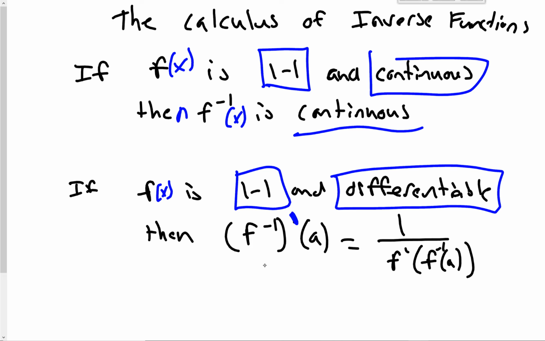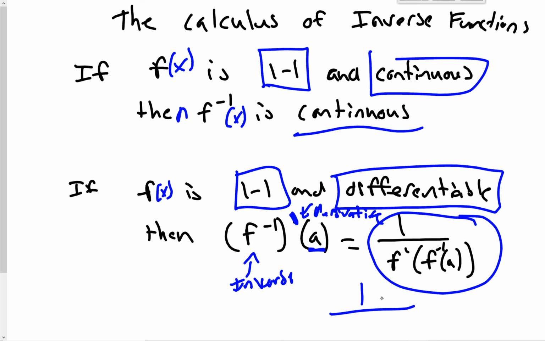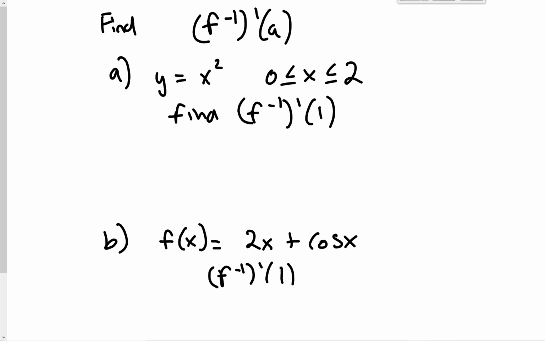The derivative of our inverse, at a value of a, will equal this. If I want to take the derivative of the inverse, I can just take the derivative of my original, so this is the derivative of my original, and plug in whatever my inverse is at a, and then 1 divided by that. So I'll give you some examples here of how this works.